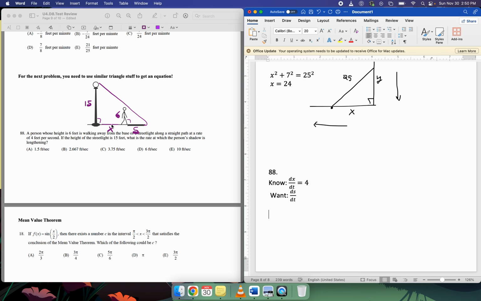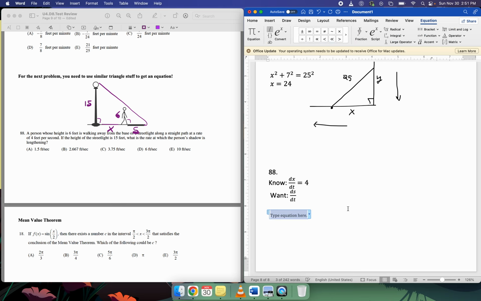Now, what's the relationship between x and s? It's not obvious, but it's similar triangles. You can compare this little side right here with this side, which should be the same as this big side compared with this big side. Or you could say 6 compared with 15 is the same as this side compared with this side. I feel like that's kind of more natural.